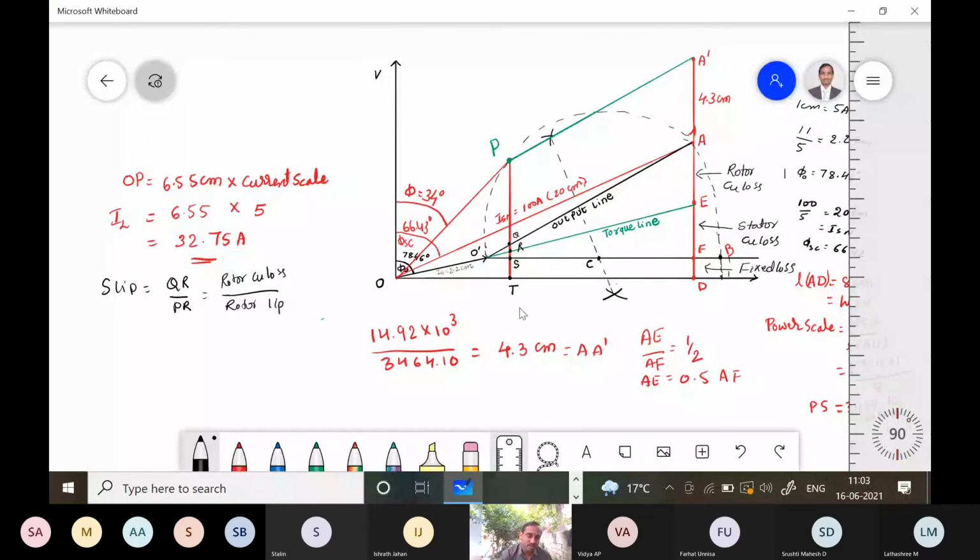So measure what is the distance of PR and what is the distance of QR. How much did you get for the distance of QR? A very small value, 0.3 centimeter, Q to R, divided by the distance of PR, P to R, that is equal to 4.6 centimeter.